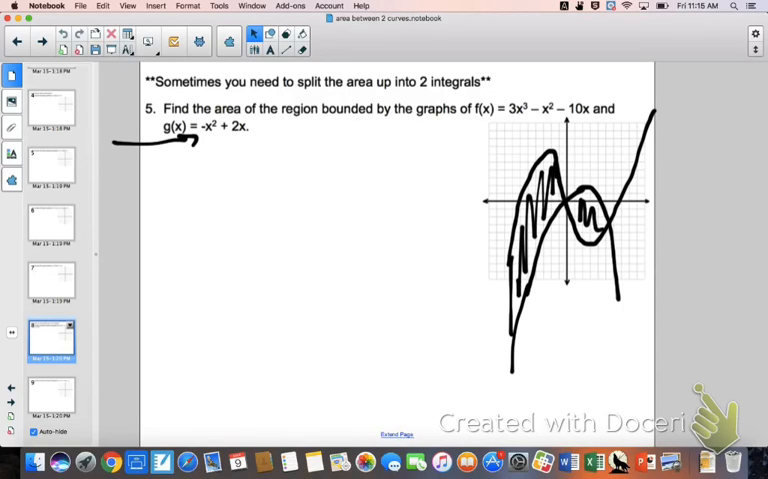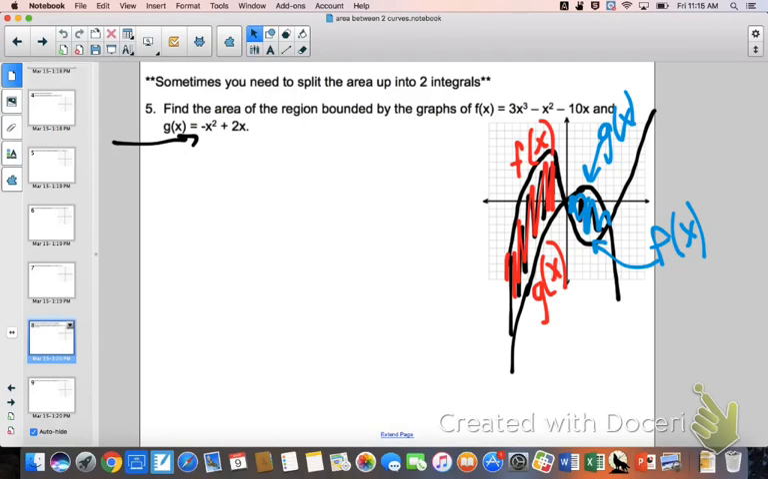Alright, so when we do this, you've got to split it up. Because of the fact that in this region, the x cubed function is on top, and the x squared function is on the bottom. And then when we move to this region, it is the g of x that's on the top and the f of x that's on the bottom.